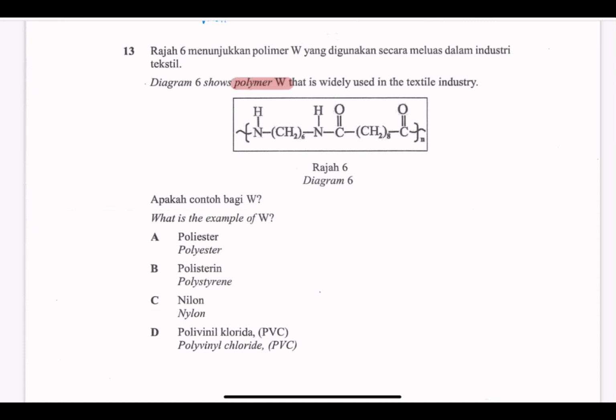Polymer W is widely used in the textile industry. And this is the polymer of W. So from the structural formula, this one should be nylon. Okay, we go through the answers. Yeah, that's nylon. So the keyword is that polymer W is used in the textile industry. And from the polymer, we know that this one is nylon also.